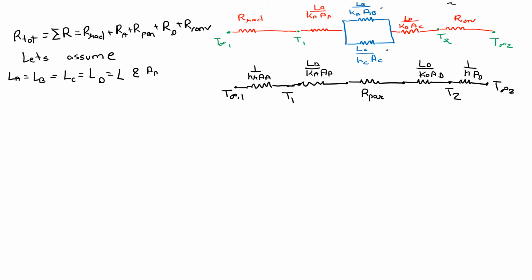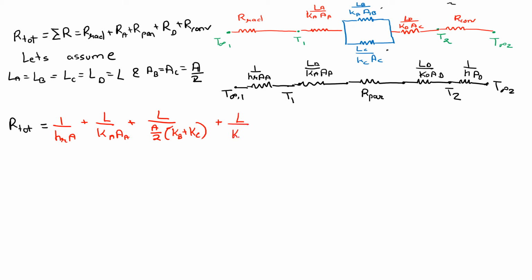Let's say that the area of B is equal to the area of C, which is half the area of A, and I'll just say the area of A is A. After writing these assumptions, our R total will be 1 upon hr into A plus L by KA A plus L upon A by 2 into KB plus KC, plus L upon KD into A plus 1 upon hA.